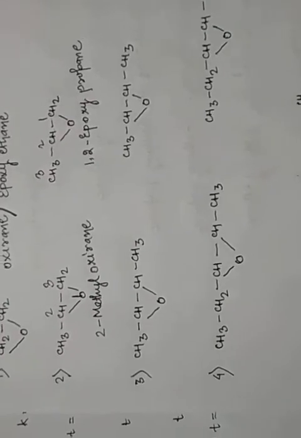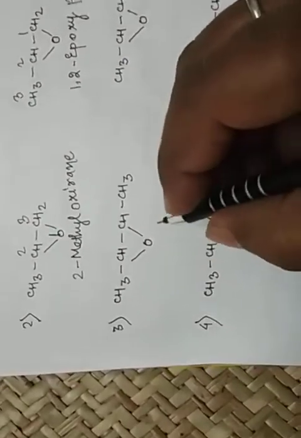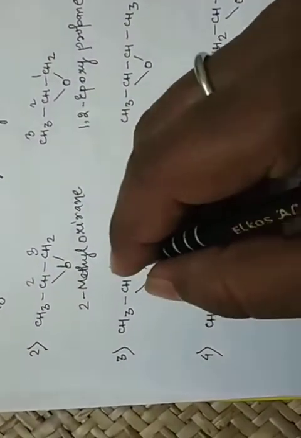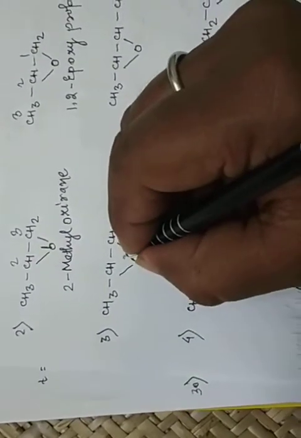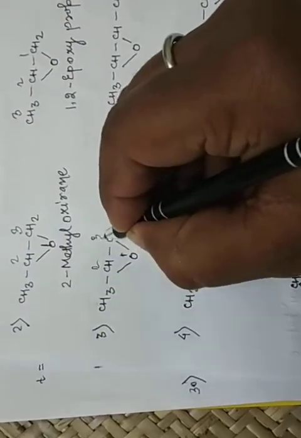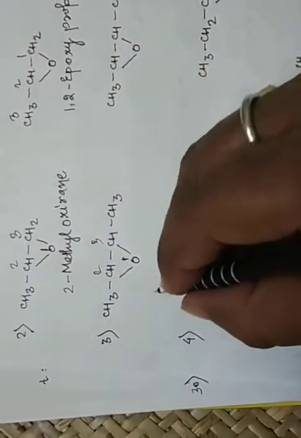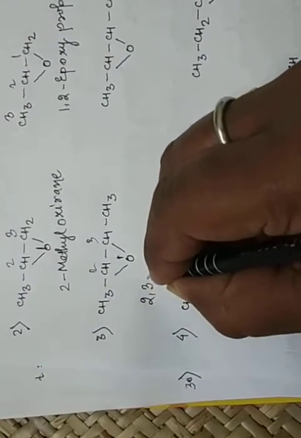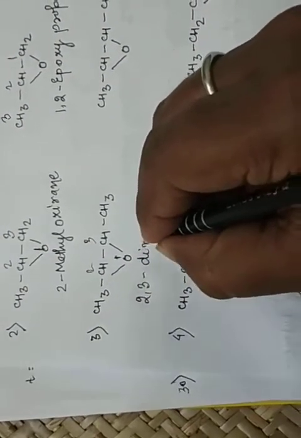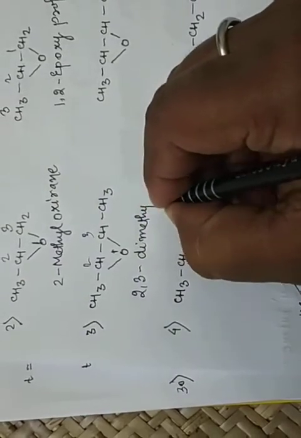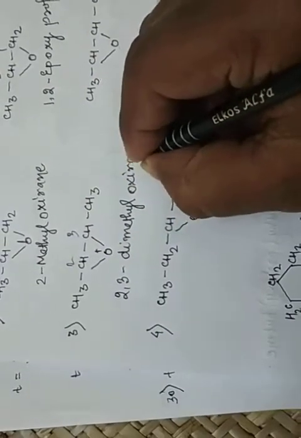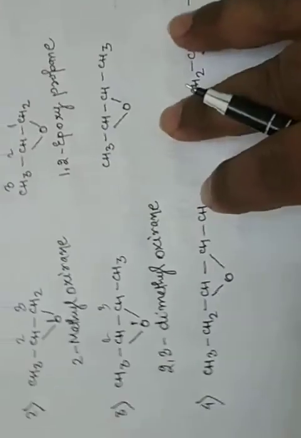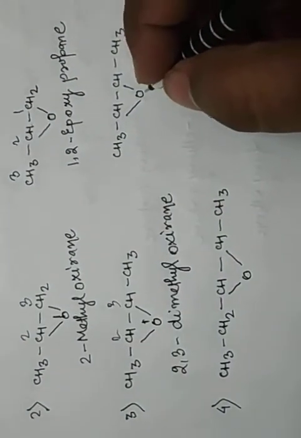Now the third example. First we write the common name, then the IUPAC name. So how to write the common name? First you consider this part where oxygen is attached. So 1, 2, 3, look, 2 and 3 are attached with methyl groups, so the common name is 2,3-dimethyl, and this part is oxirane. Okay, clear? 100% clear?